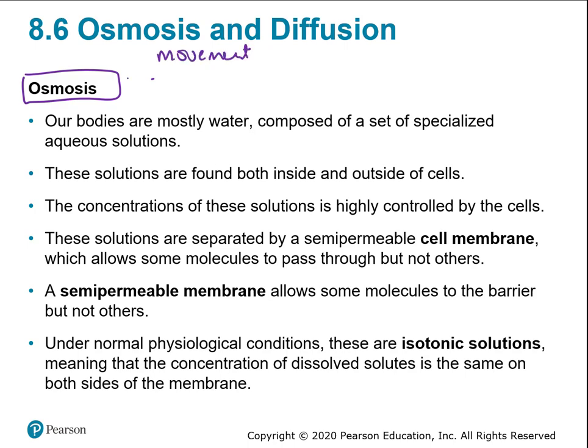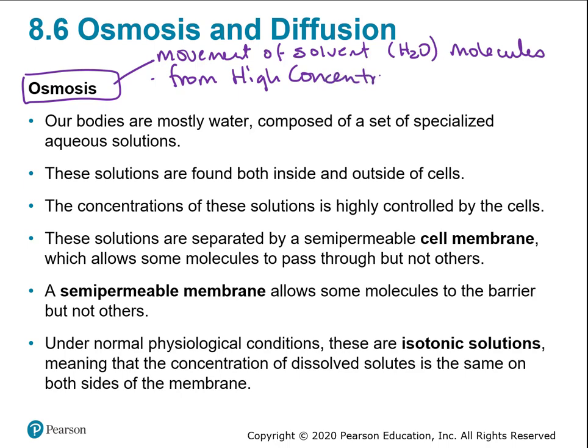Osmosis is defined as a movement of solvent molecules always from high concentration to low concentration. Always high to low. High to low is a passive process because remember we talked about disorder way back in chapter 5. Disorder, things like to spread out, right?